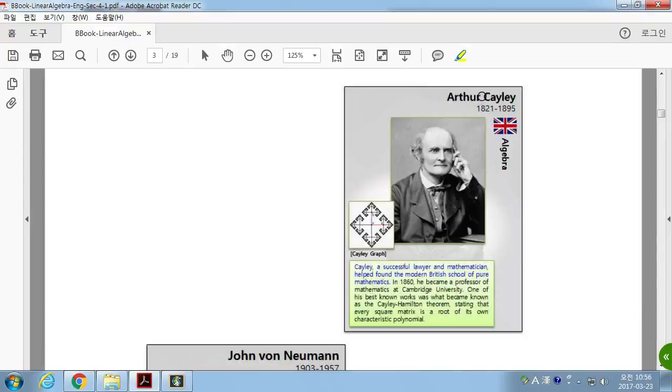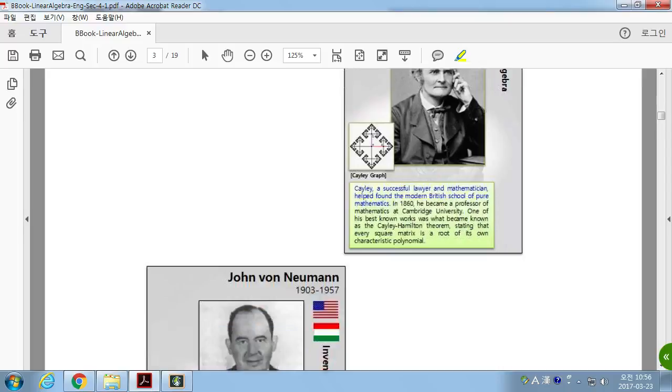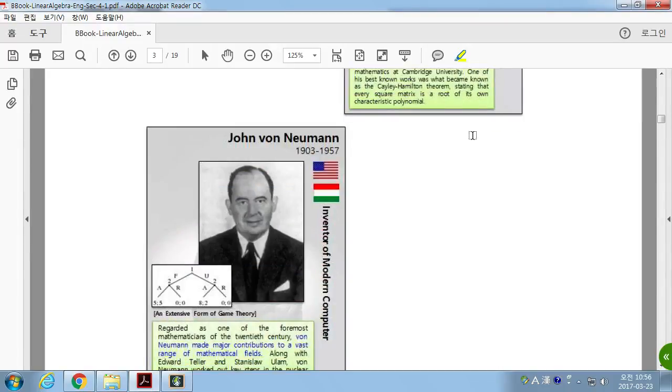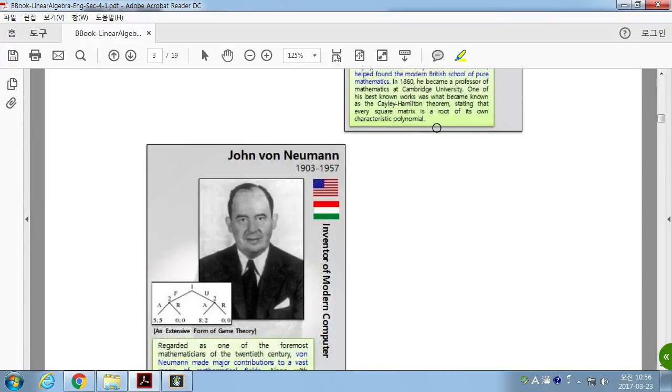Arthur Cayley was one of the important figures in the study of matrix algebra. And John von Neumann was the one who used these linear algebraic concepts and algorithms to give life to the computers.